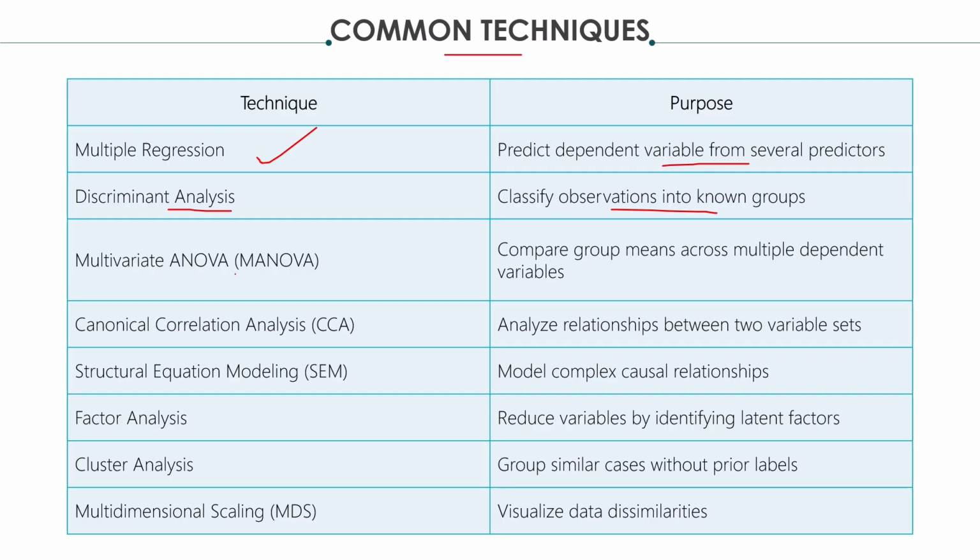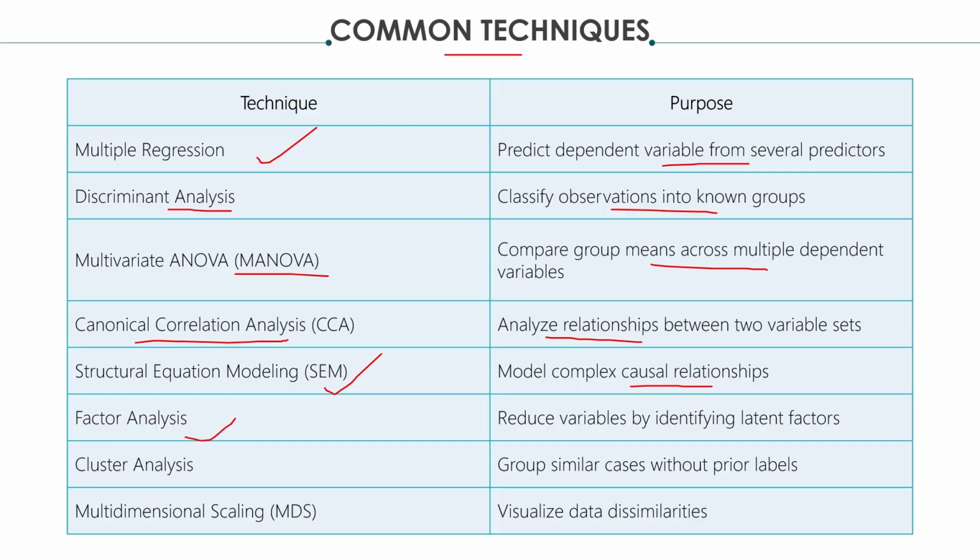The third one is the MANOVA technique, that is multivariate analysis of variance. It is used to compare group means across multiple different variables. The next one is canonical correlation analysis, CCA. It is responsible for analyzing the relationship between two variable sets. The next one is SEM, structural equation modeling. It describes and models complex causal relationships.